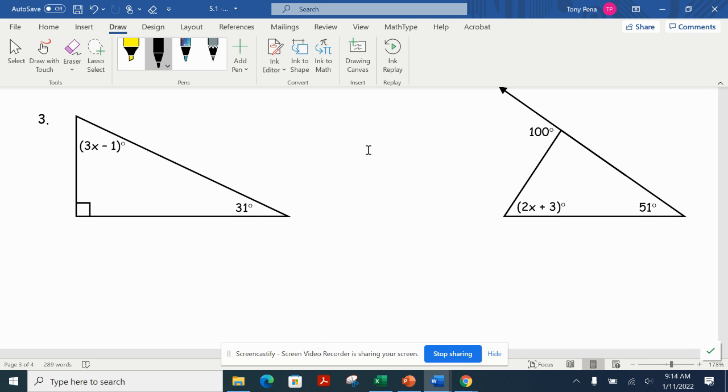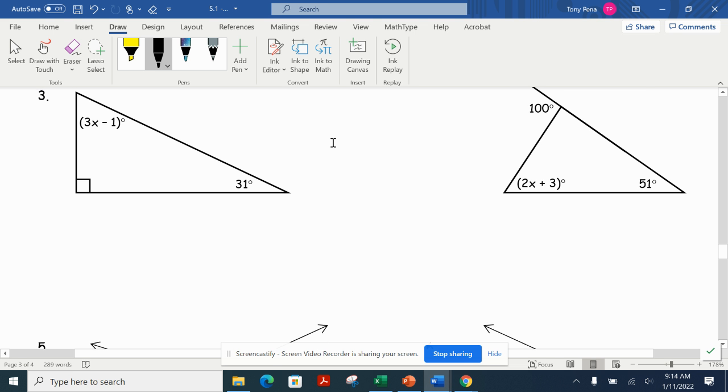Okay, so there's two ways that I would think we can do it. There's actually a third way in play. We're going to see if CM can come up with that third way in a second. All right. So there's a few different ways here. Tyler, how did you do yours? I did 90 plus 31 plus 3x minus 1 equals 180. Good. So that's one way that we can definitely do this.